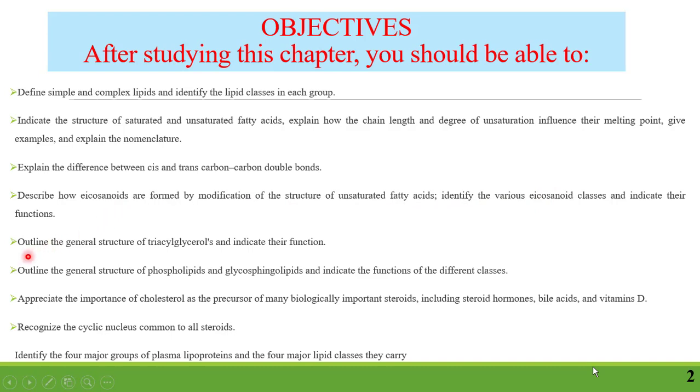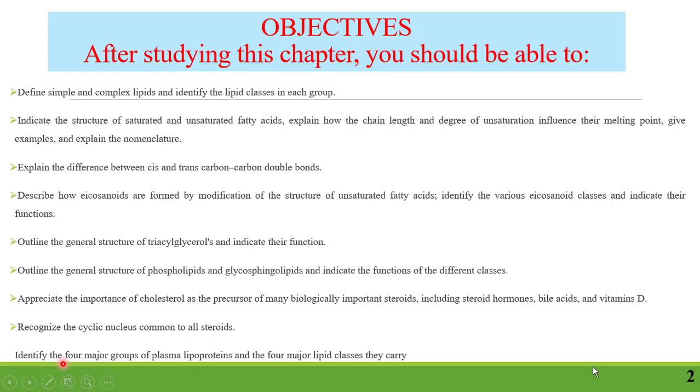And then you must know about the general structure of triacylglycerol and indicate their function. Outline the general structure of phospholipid and glycosphingolipid and indicate the function of the different classes. The other type of lipid which is so important in our body and produces many important biological compounds such as steroid hormone, bile acid, and vitamin D is cholesterol. You must know the structure of cholesterol and recognize the cyclic nucleus common to all steroids.